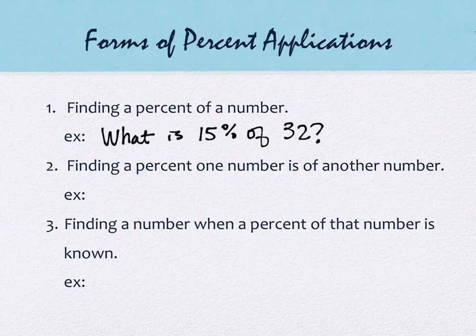So, yeah, 15% is a really common tip amount. 15%, 18%, and 20% are the ones you usually see at the bottom of the tip slips. So finding 15% of 32. Another one, finding what percent one number is of another number. So it would say something like this. What percent of 47 is 12?